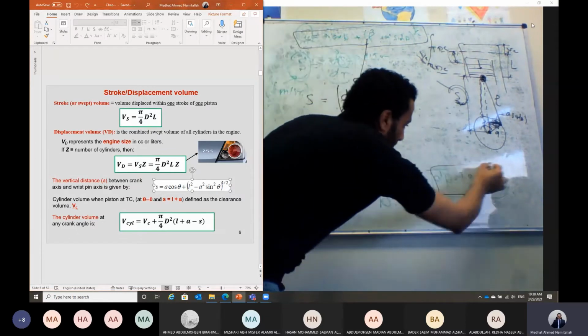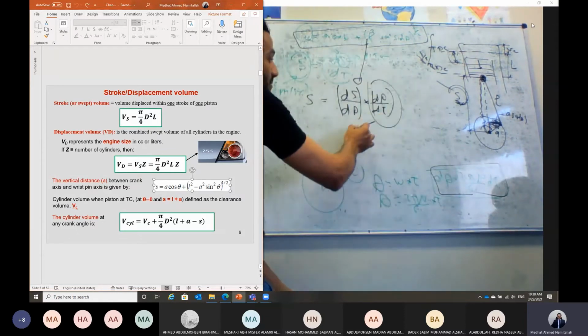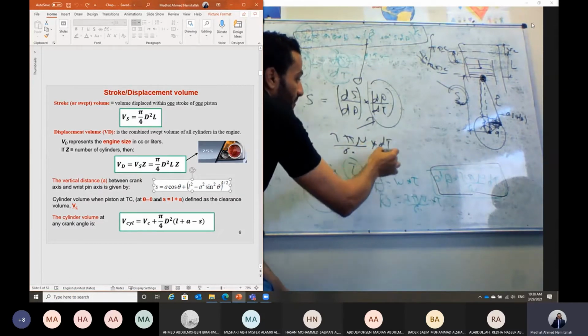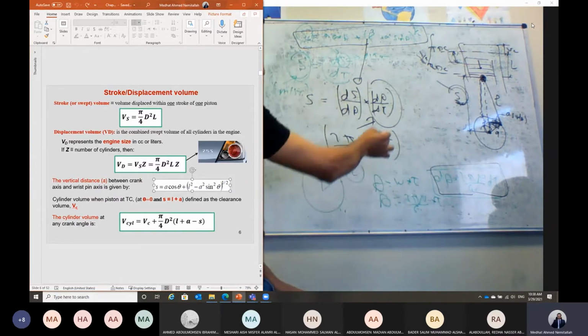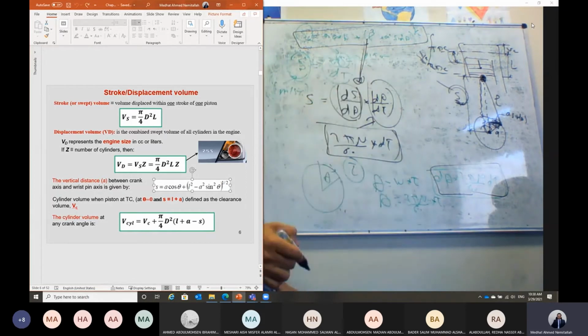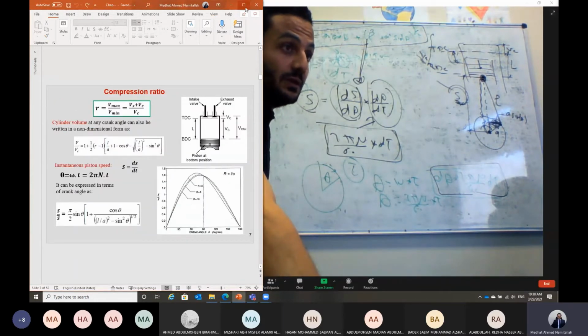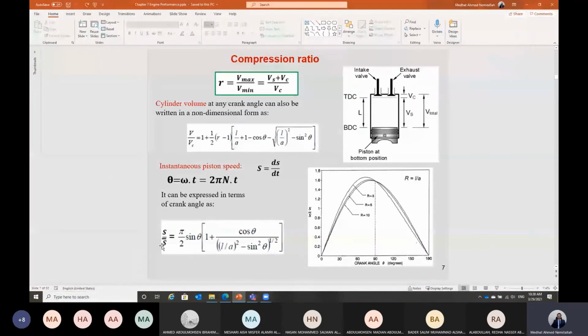We have d theta equal to 2πN divided by 60 multiplied by dt in this case. So d theta by dt is equal to this term, and then just differentiate this equation as a function of theta, then we can get the instantaneous piston speed as a function of the crankshaft revolution theta. If I divide by the mean piston speed to make it dimensionless, then we can get the instantaneous piston speed divided by the average piston speed. We can get it at any crank angle theta.